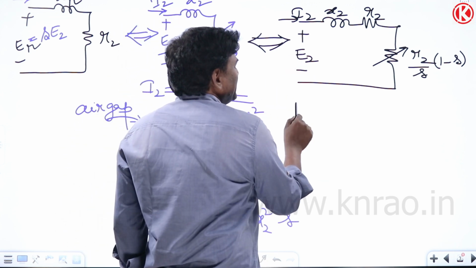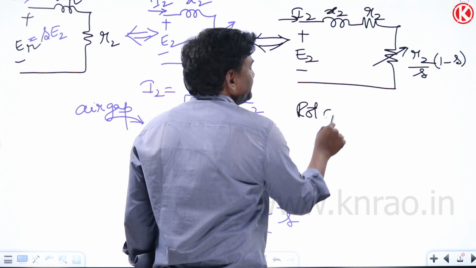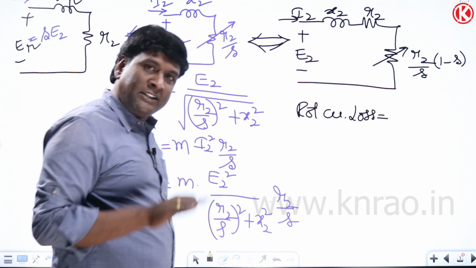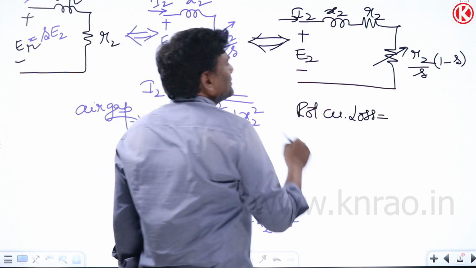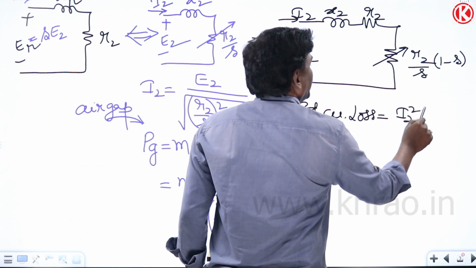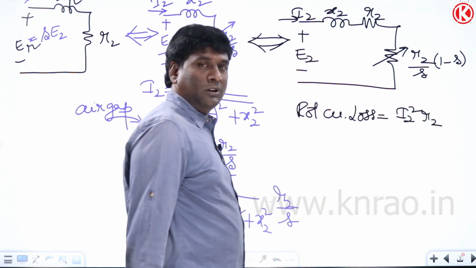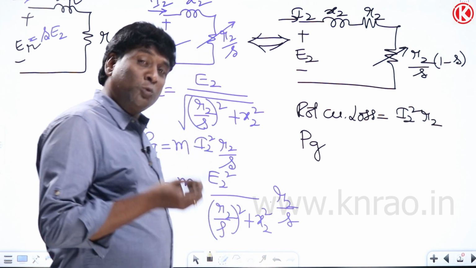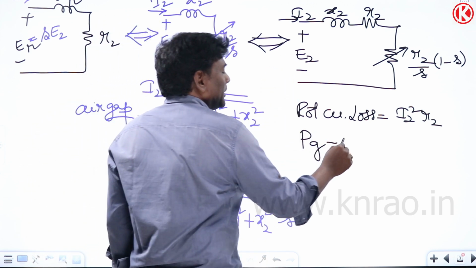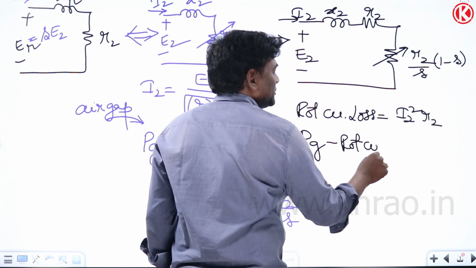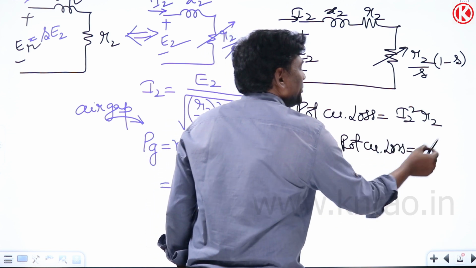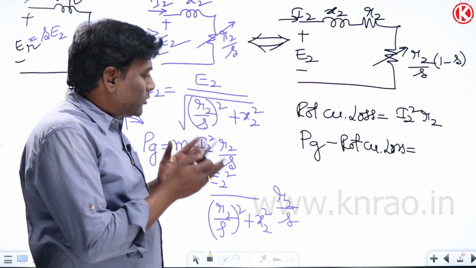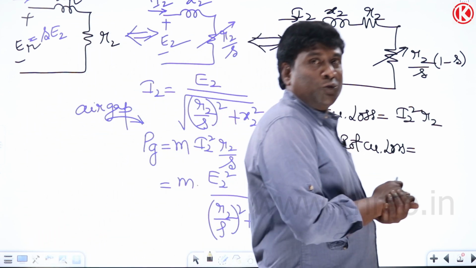Now, the point here is the rotor copper loss. Rotor copper loss will be there at any cost in all practical conditions of the induction motor. Rotor copper loss is going to be I2 square R2. Now air gap power, which is the power input to the rotor circuit, minus rotor copper losses, is going to be the power delivered to the mechanical side. Of course, friction losses to be deducted.